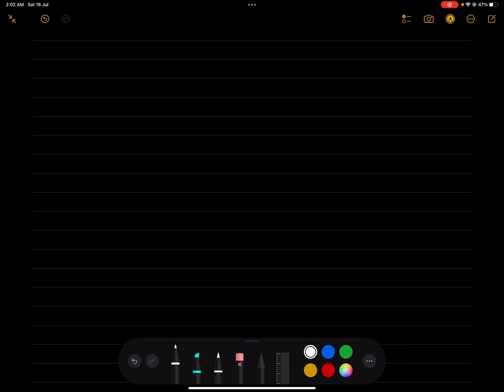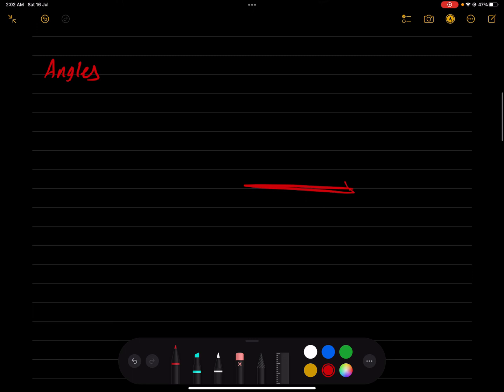And now let's jump into angles. What if we have a ray like this, and I'm going to call it XY? And we get another ray like this, and all of a sudden they intersect at one point, and I'm going to call it X. This is called an angle. When two rays share a common vertex, this is called an angle. The common vertex will be X. And what about the reading?